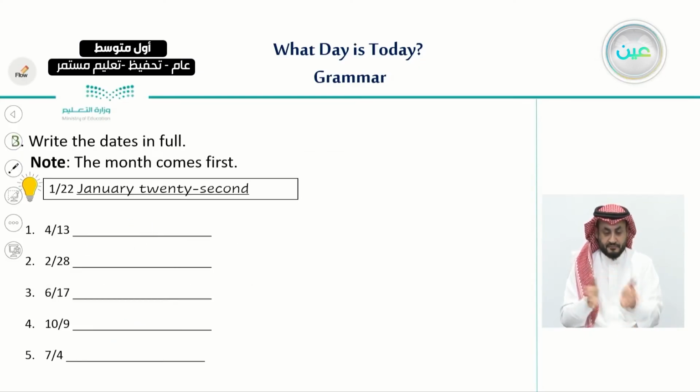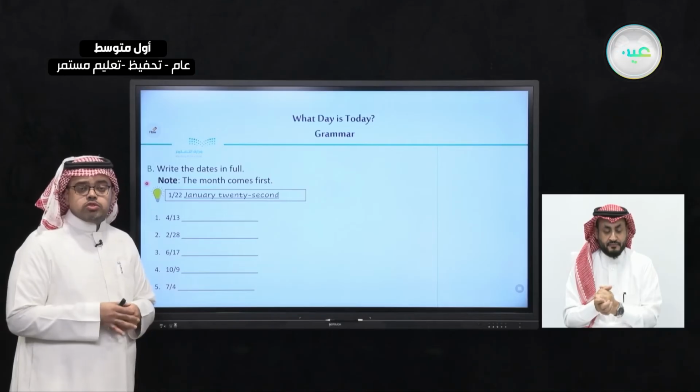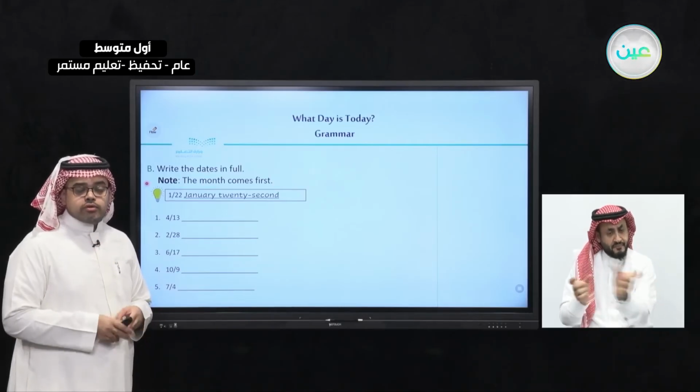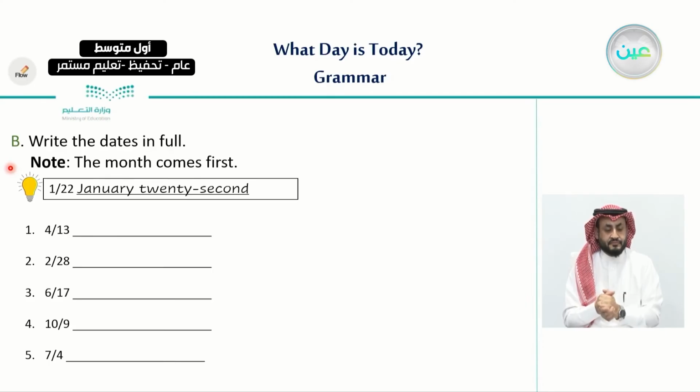Now, let's move on to the second exercise. Here, write the dates in full. So you can see here we have the dates in numbers, and what we need to do is write them in words. So it's very important that we learn, when we write it in words, which comes first. So here we have a very important note that says the month comes first. So when we want to talk about a certain date, and you have the month and you have the day, which comes first? In English, it's very important that you know that the month comes first.